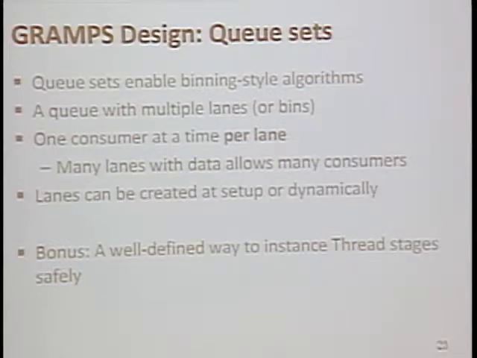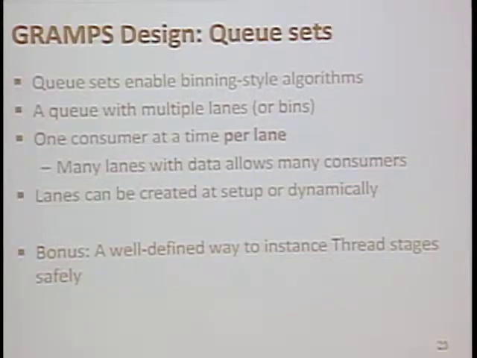Gramps expresses this as a queue set, which is a queue that has a number of logical subqueues and an exclusivity principle. So that for each subqueue, only one thread at a time can be accessing it. But if you've got 100 subqueues that all have data in them, you can have 100 threads, each one on a separate subqueue. And conceptually, you can talk about creating subqueues dynamically at runtime, which starts to get into some of the future work.